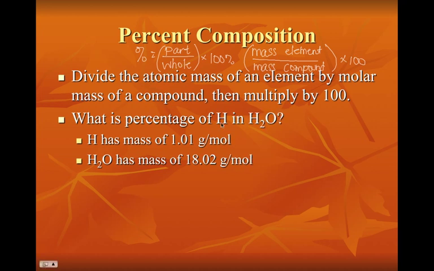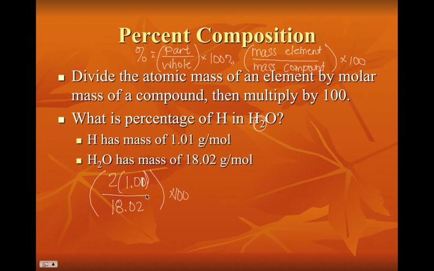So, what is the percentage of hydrogen in water? Well, we know that hydrogen has a mass of 1.01, and we already know that water has a mass of 18.02. Well, to figure out the percent composition of hydrogen, we're going to take the mass of the element. So in this case, each hydrogen is 1.01 grams, but don't forget that we have two of those hydrogens. So we're going to take 2 times the mass of the hydrogen, 1.01, divided by the mass of the water, and then we're going to multiply that by 100.